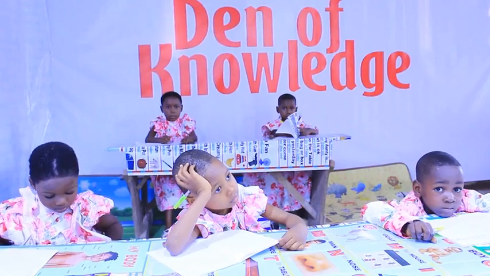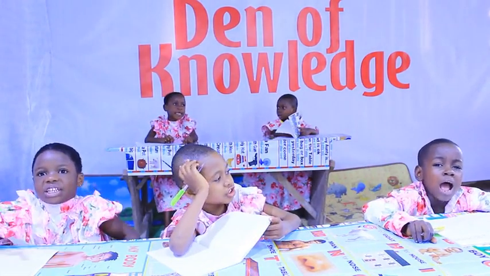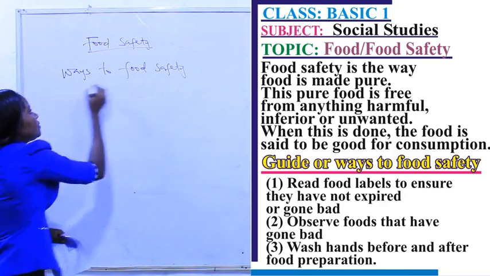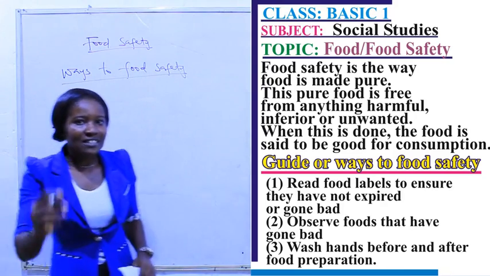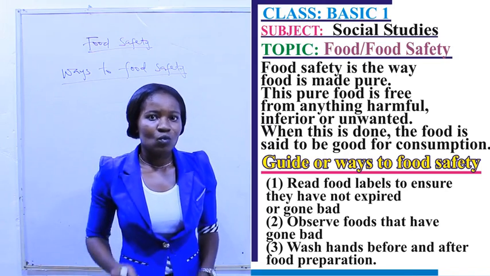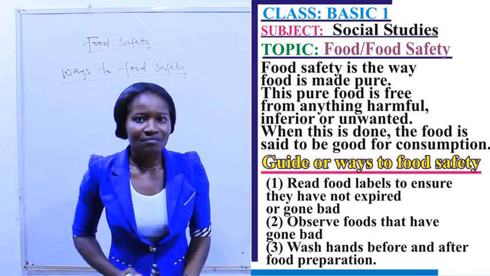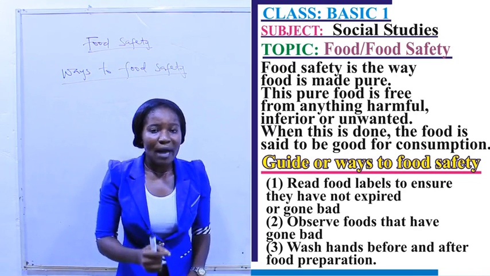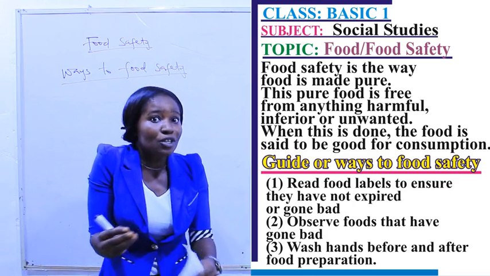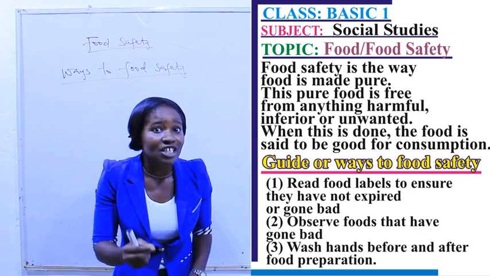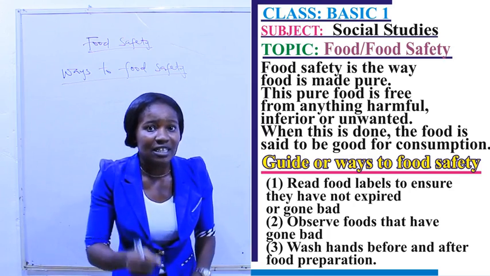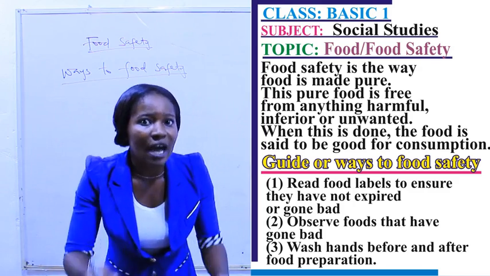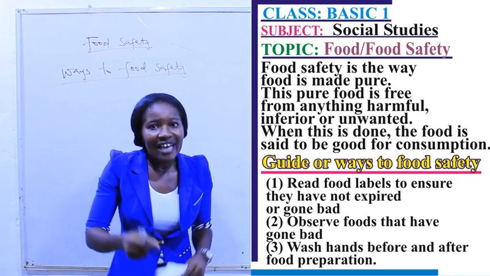The next thing we'll look at is ways to food safety. The various ways we can safeguard our food. Number one, you read the label. Your mommy buys biscuit for you. It is not good for you to open the biscuit and be eating it like that. You need to check the label to know if that biscuit has expired. That is a way to food safety. You check the label of the food you are eating.